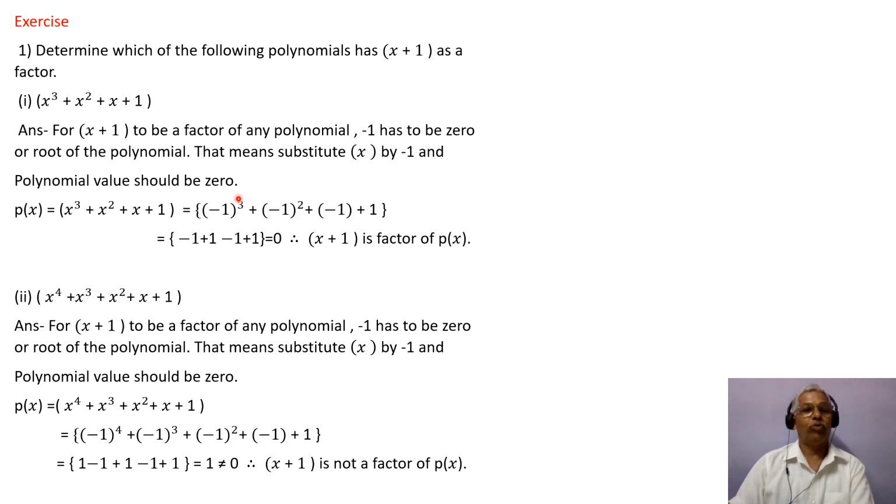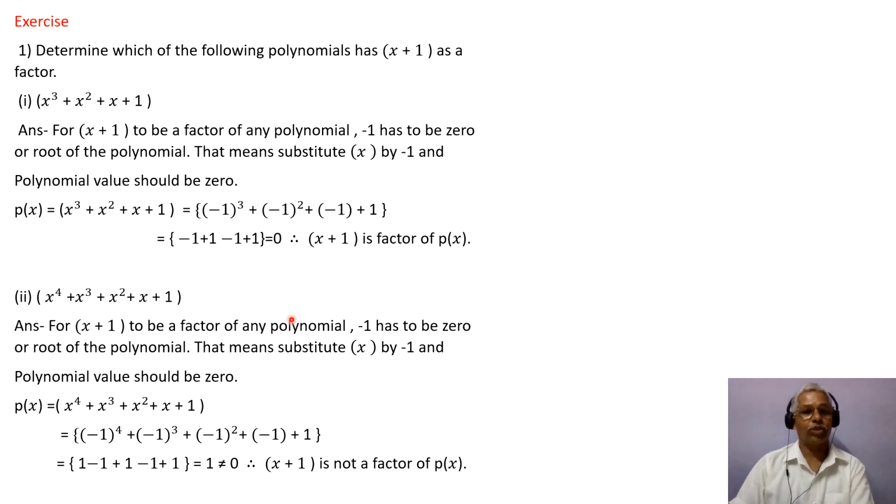So if we copy this down and substitute minus 1 for x, we get minus 1 cube plus minus 1 square plus minus 1 plus 1. This comes out to be minus 1 plus 1 minus 1 plus 1. It is 0. So therefore x plus 1 is a factor of px. This is px. Very simple. Now we have to check another polynomial, x raised to 4 plus x cube plus x square plus x plus 1.